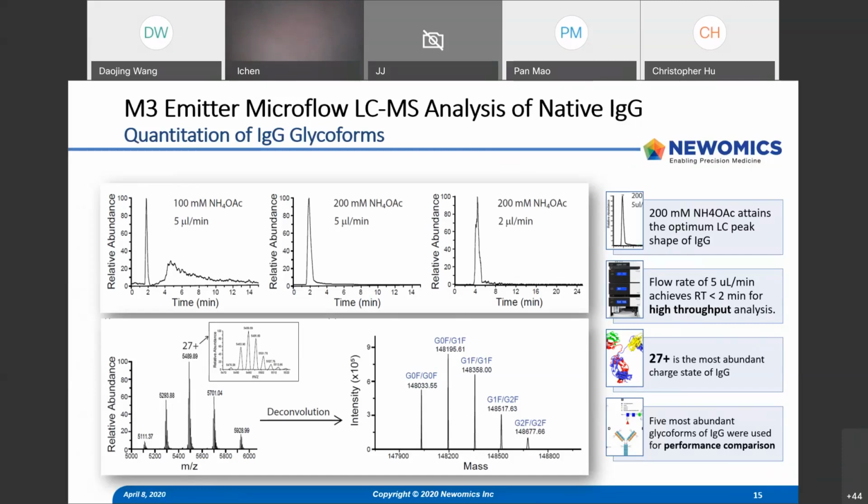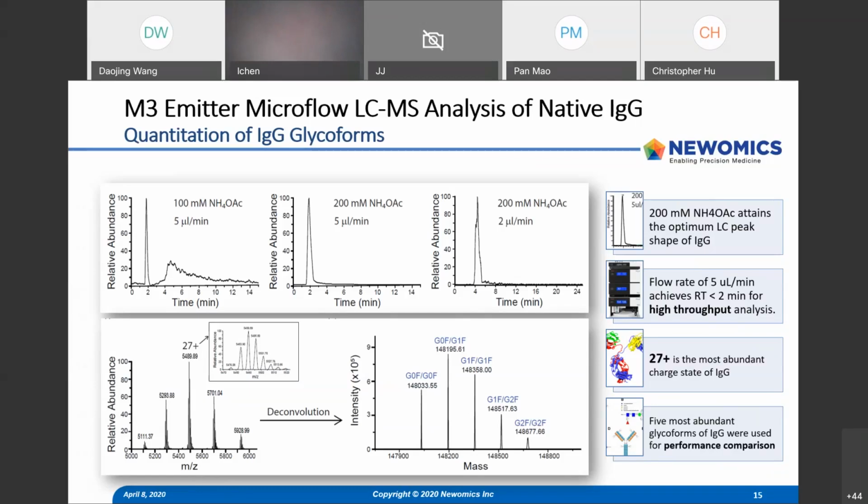Then we use the standard IgG antibody from NIST because that gives us exactly the charge states, the different glycoforms, and also the concentration for our later head-to-head comparison. At the bottom, you see the typical charge distribution of the IgG from NIST. We focus on the more abundant glycoforms, in this case, 5 of them.